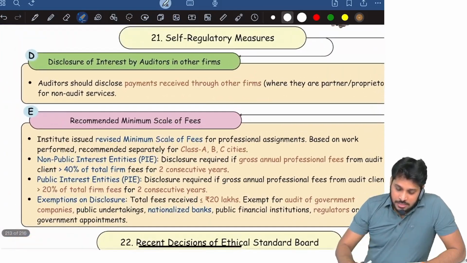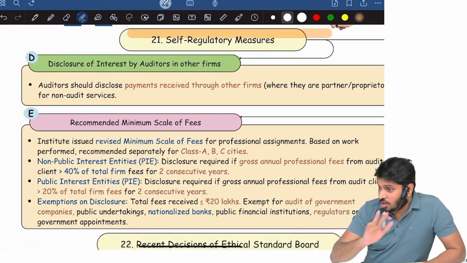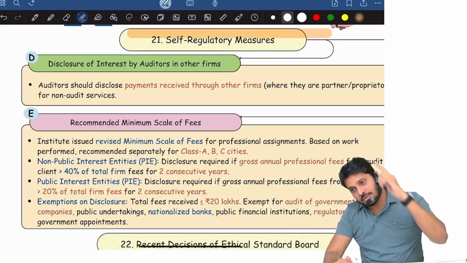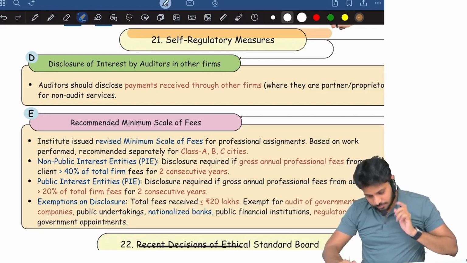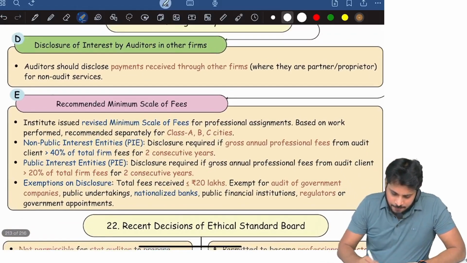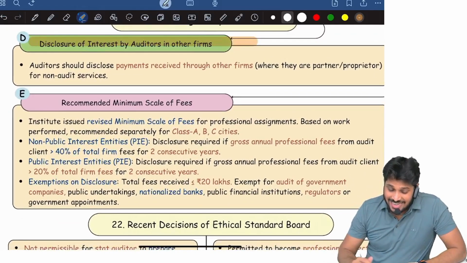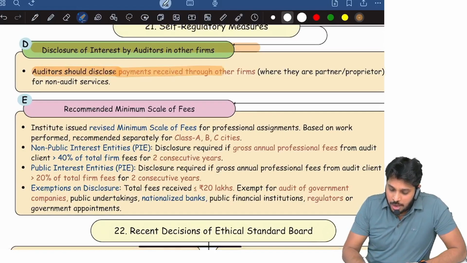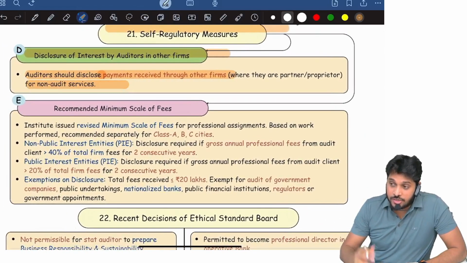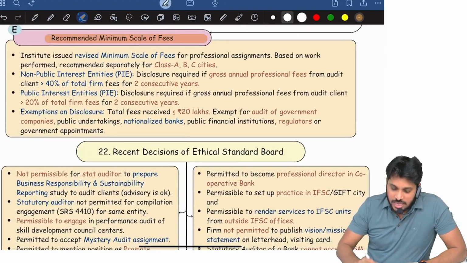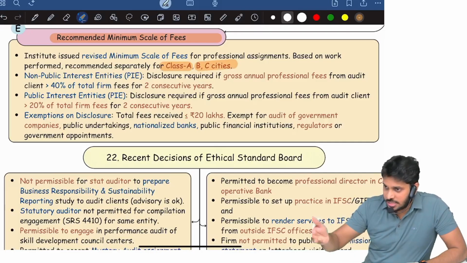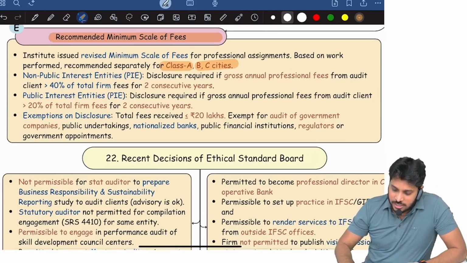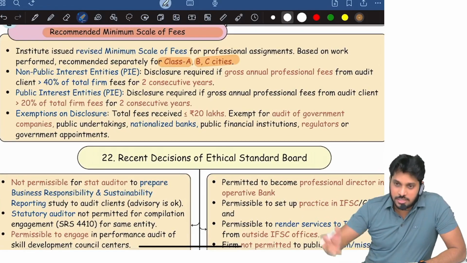Okay. Self-regulatory measures are all recommendatory, they are not compulsory. Remember, council guidelines are compulsory, the CA Act is compulsory, Schedule 1 and Schedule 2 are compulsory. Next, disclosure of interest by the auditor in other firms. The auditor should disclose payments received through other firms. All that they need to disclose to ICAI. And minimum scale of fees: ICAI has given minimum scale of fees guidelines based on cities, class A, class B, class C cities. And if you see those guidelines, if at all they were really followed, every CA would have been super rich by now.